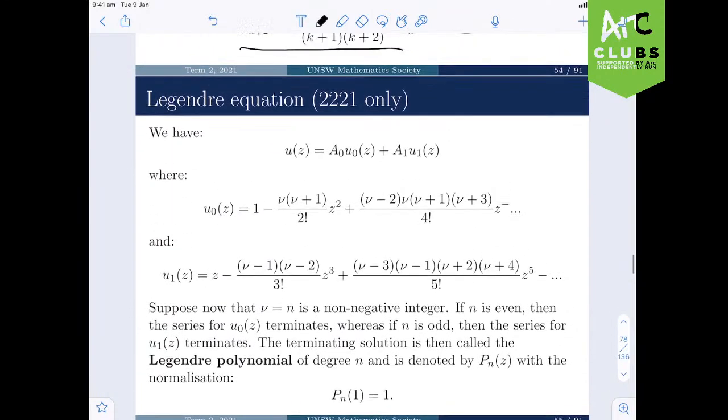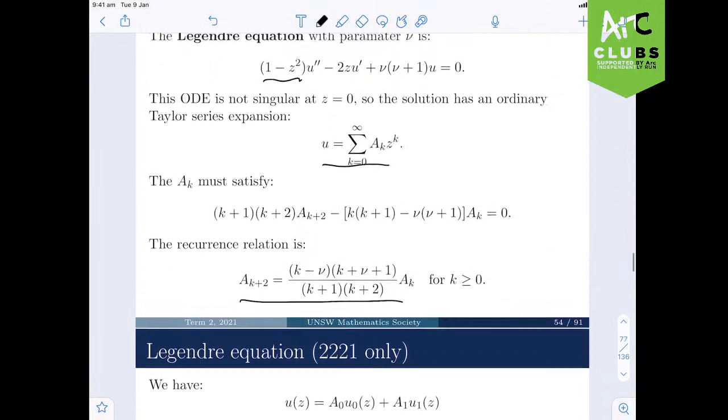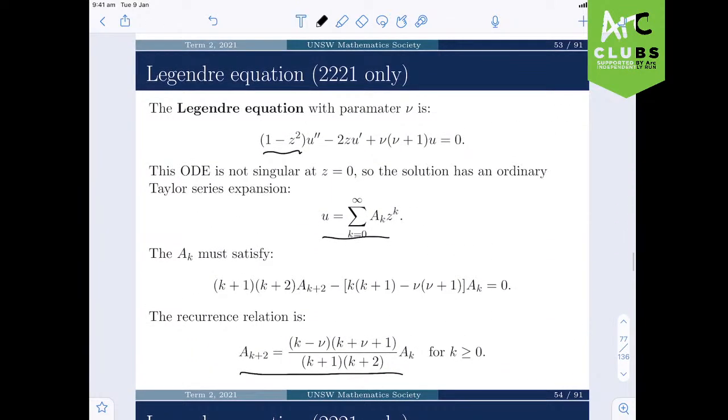Yeah, and so these are just another name for these kinds of ODEs. So I won't actually explicitly go through these.